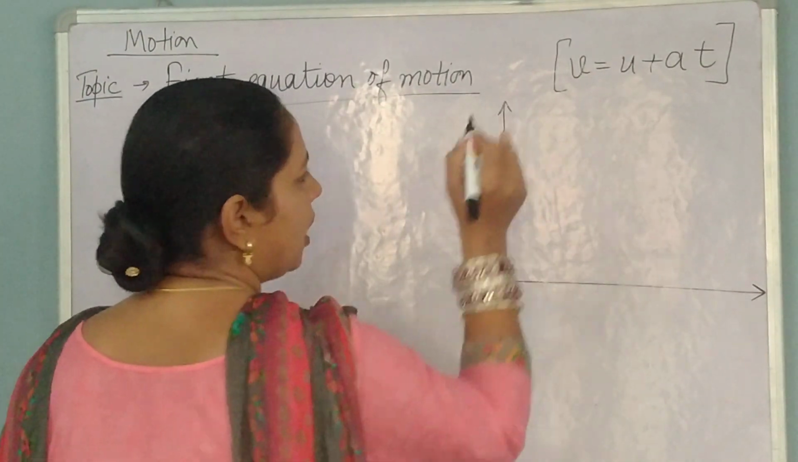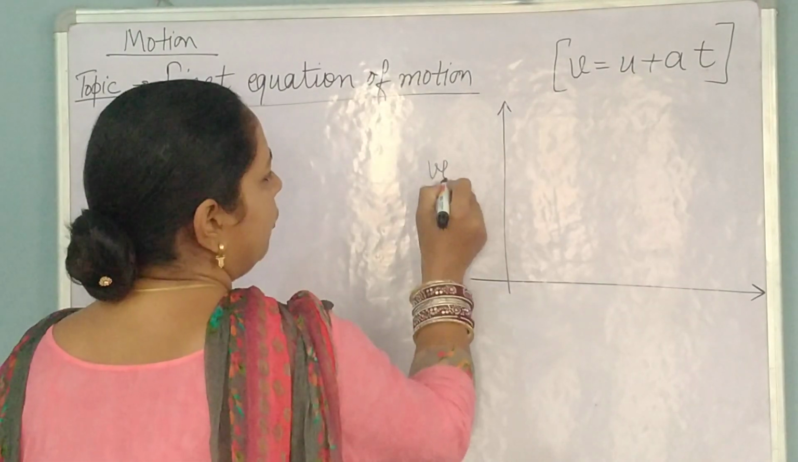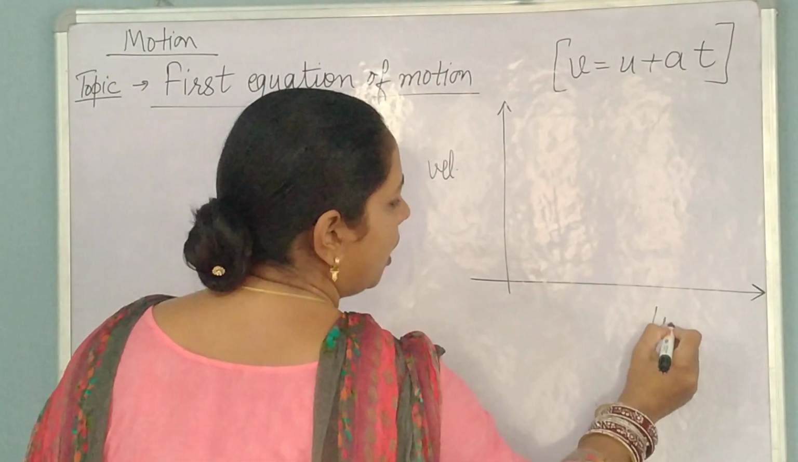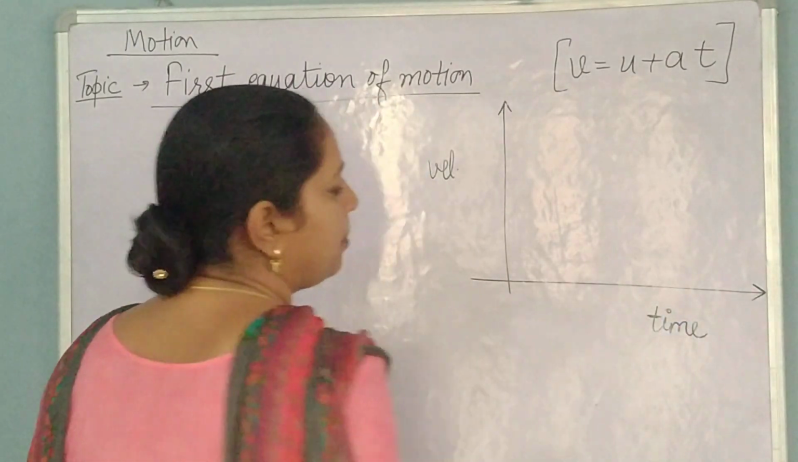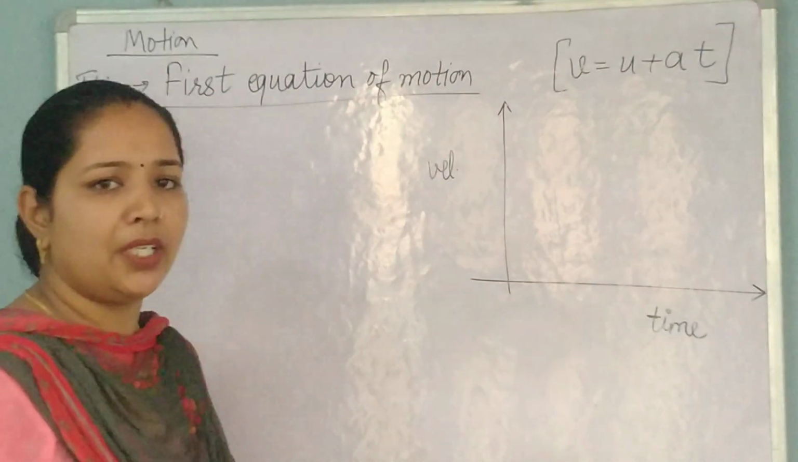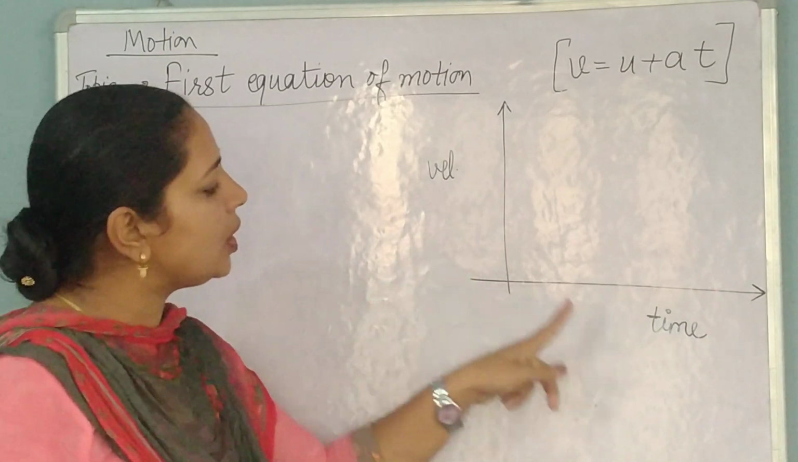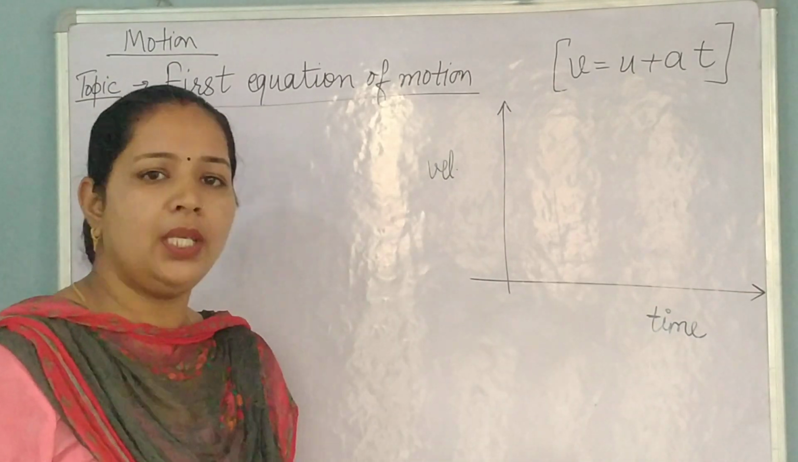And what kind of graph? We will draw a velocity versus time graph always. हमेशा जब भी हमें इक्वेशंस डिराइव करनी होगी हम वेलोसिटी वर्सेस टाइम का ग्राफ ही बनाएंगे.